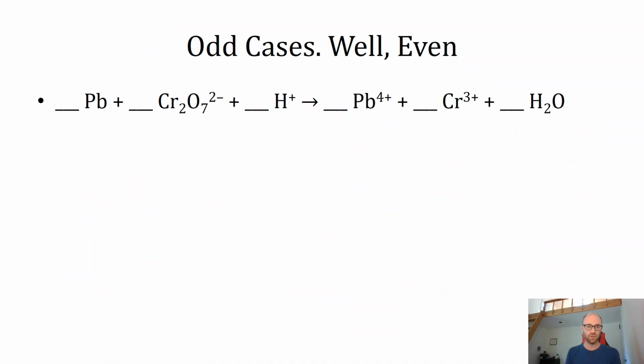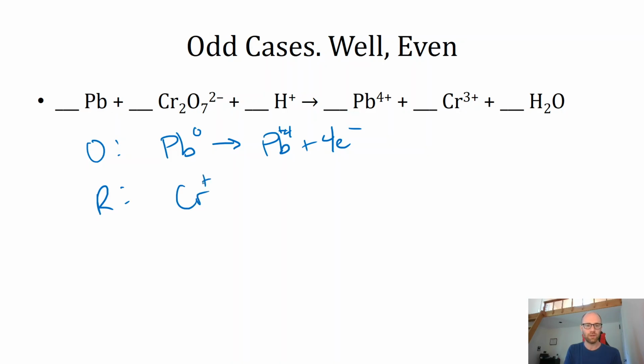There's one issue to consider. I'm going to step through this a little bit more quickly. Our oxidation here is that a lead becomes a lead 4 plus, plus 4 electrons. And then for the reduction, we've got a chromium plus 6 plus 3 electrons becoming chromium plus 3.